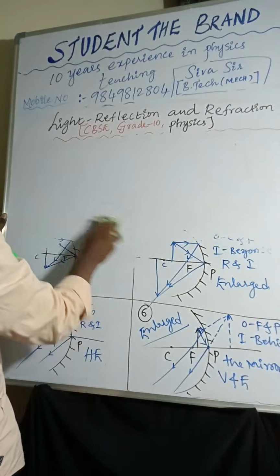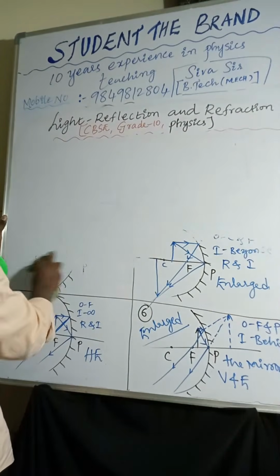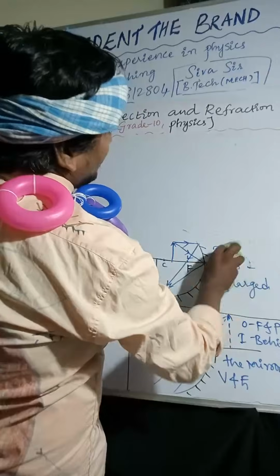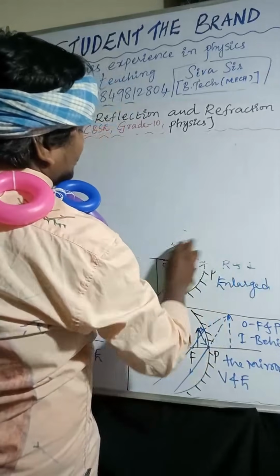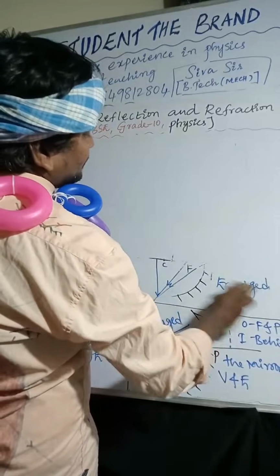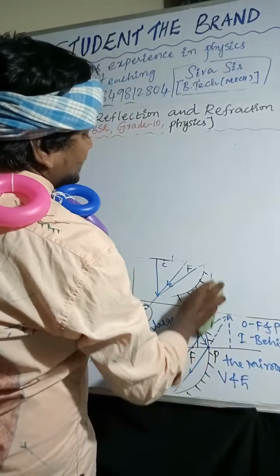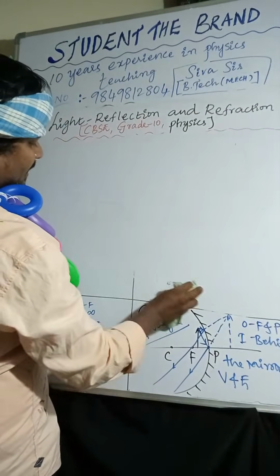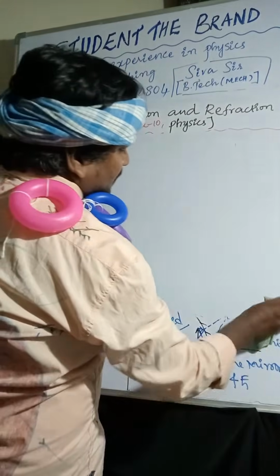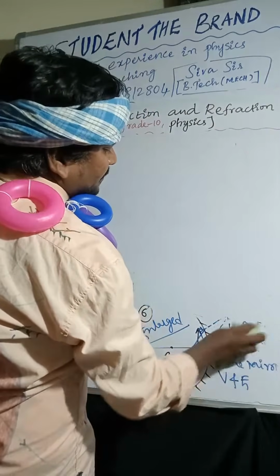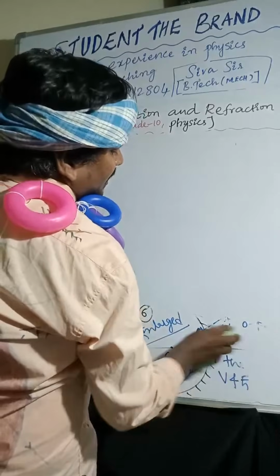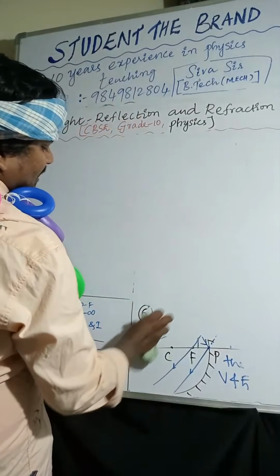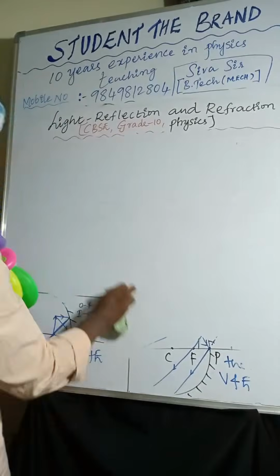Only two cases are there for convex mirror. One case is the object placed at infinity, and the second case is the object placed between infinity and pole. So object is placed at infinity, image will form at infinity. Nature of the image is virtual, erect and highly diminished. So that is about one point.